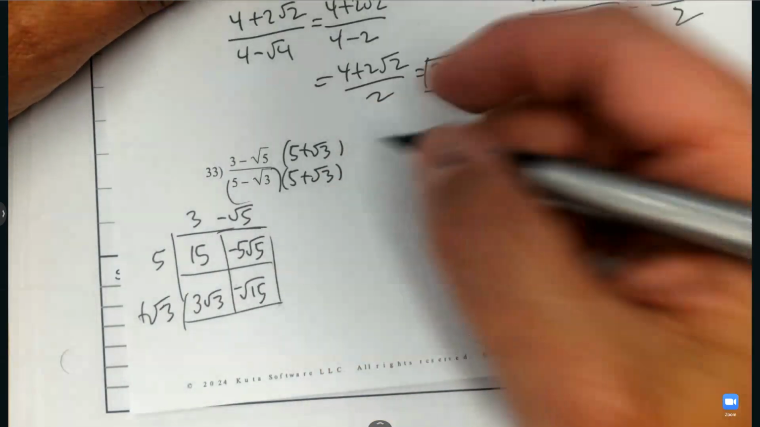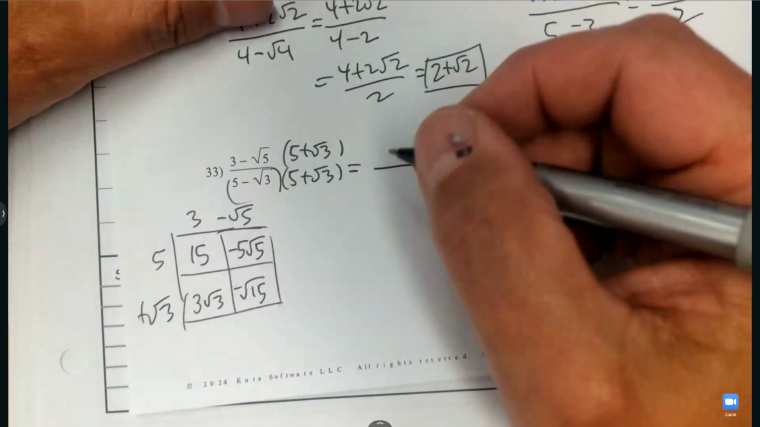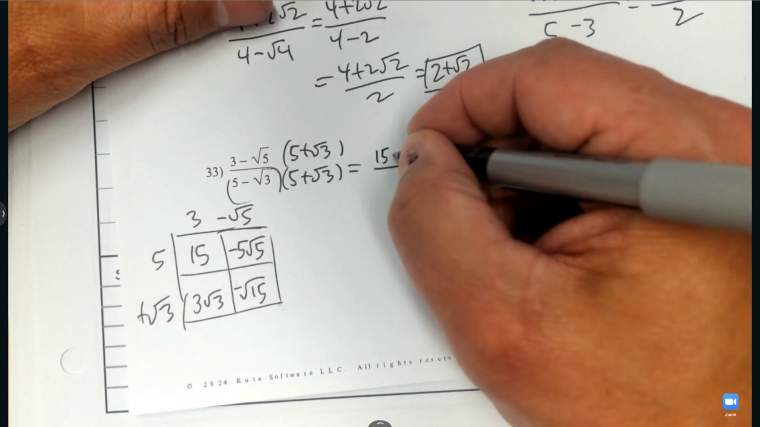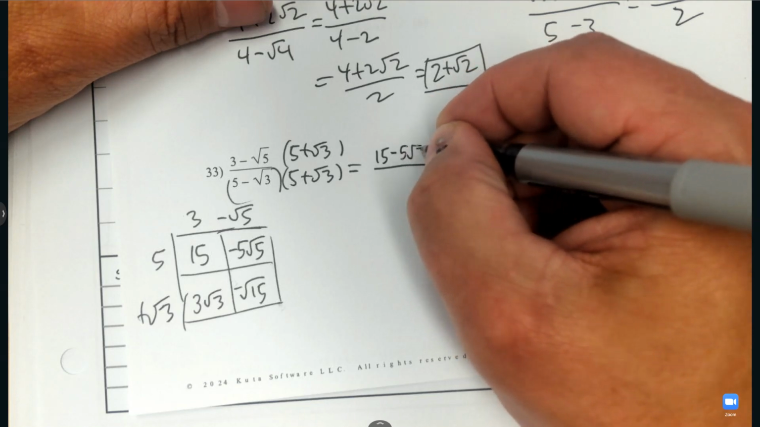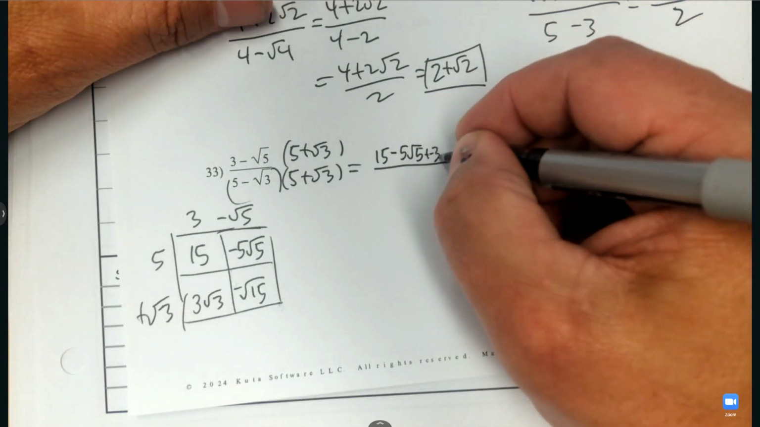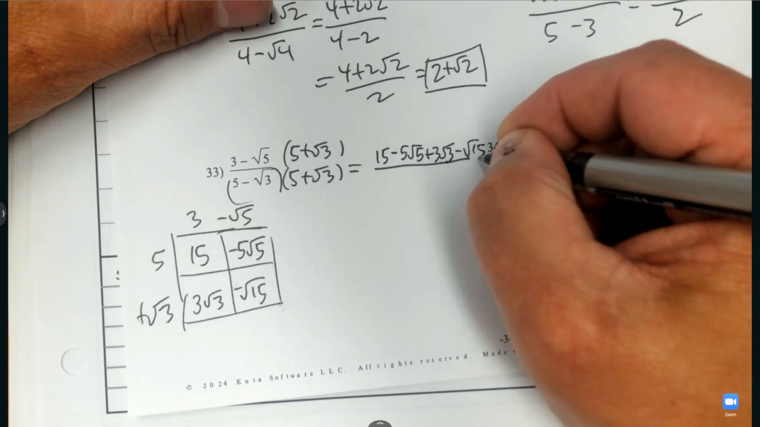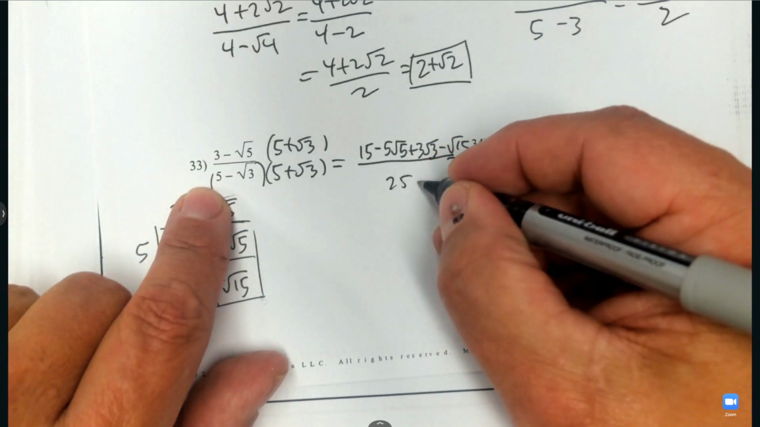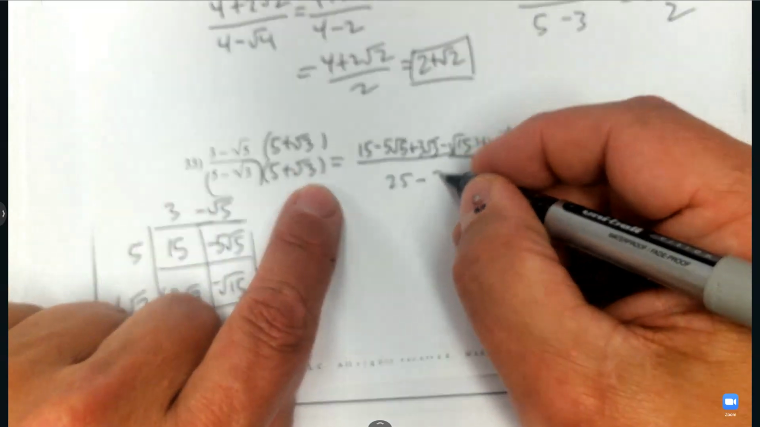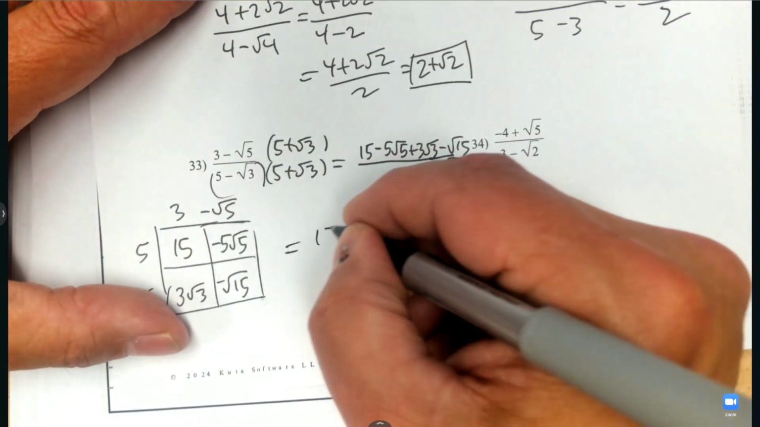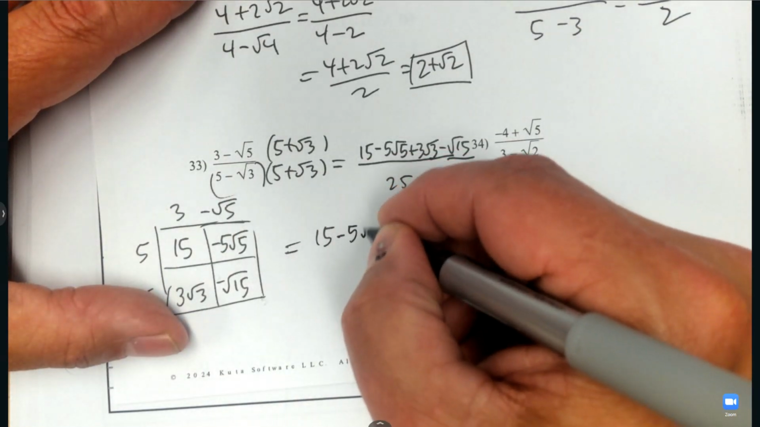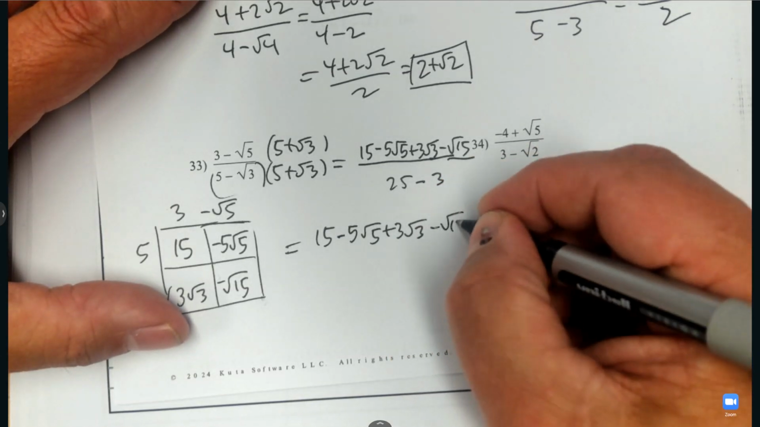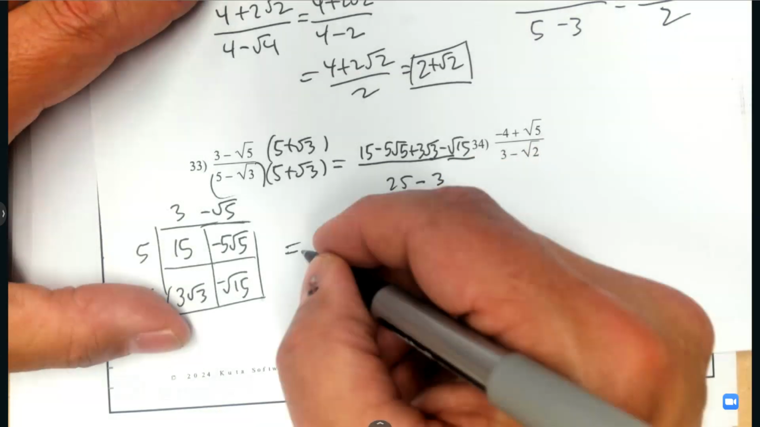So the numerator, if I combine like terms, there are no like terms there, is there? So I'm going to go 15, negative 5 root 5, plus 3 root 3, minus root 15. None of them are like. I can't add any of them together. The bottom is 5 times 5, and root 3 times root 3, which is 3. So if I put it together, I can't combine any of this together. That's 22.